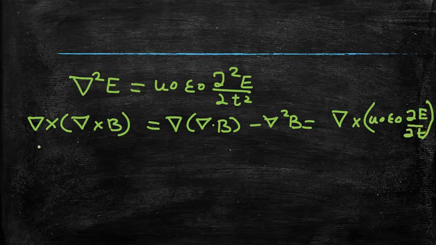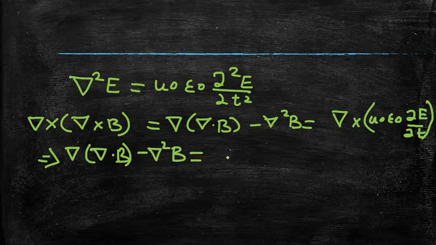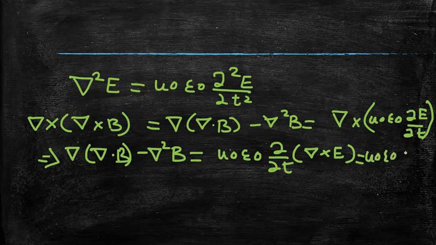This will come out to be, with del dot B equal to 0, minus del square B is equal to mu 0 epsilon 0 d by dt of del cross E. And what is this del cross E? This gives us del square B equal to mu 0 epsilon 0 d square B by dt square.